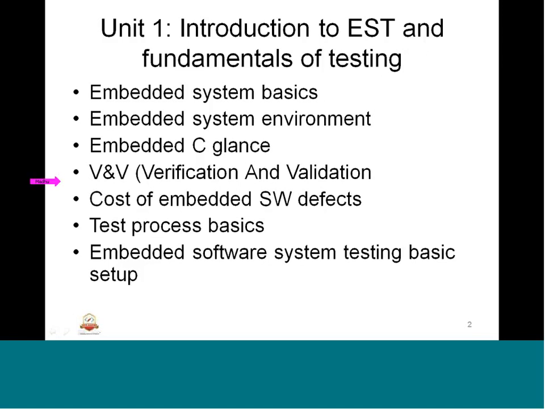V&V, validation and verification, and the cost of embedded software defects. We had seen a graph plotting various stages of embedded systems. If we find defects late, they will be difficult to control as we progress towards the end of the project. So they have to be fixed in the earlier stages. That is why we need to have the right sort of testing mechanism. So that's what we understood about the complexity.